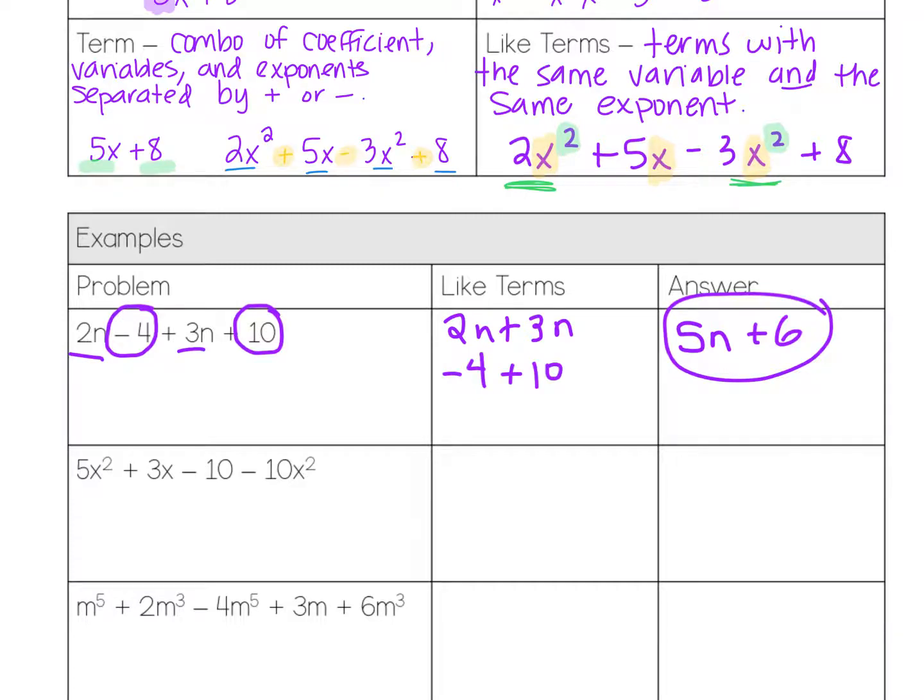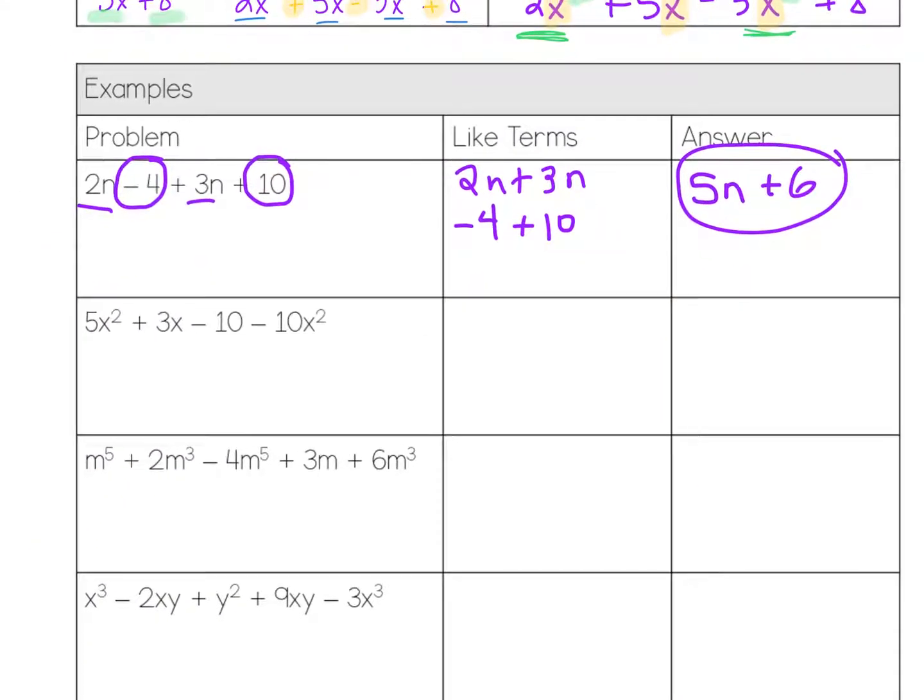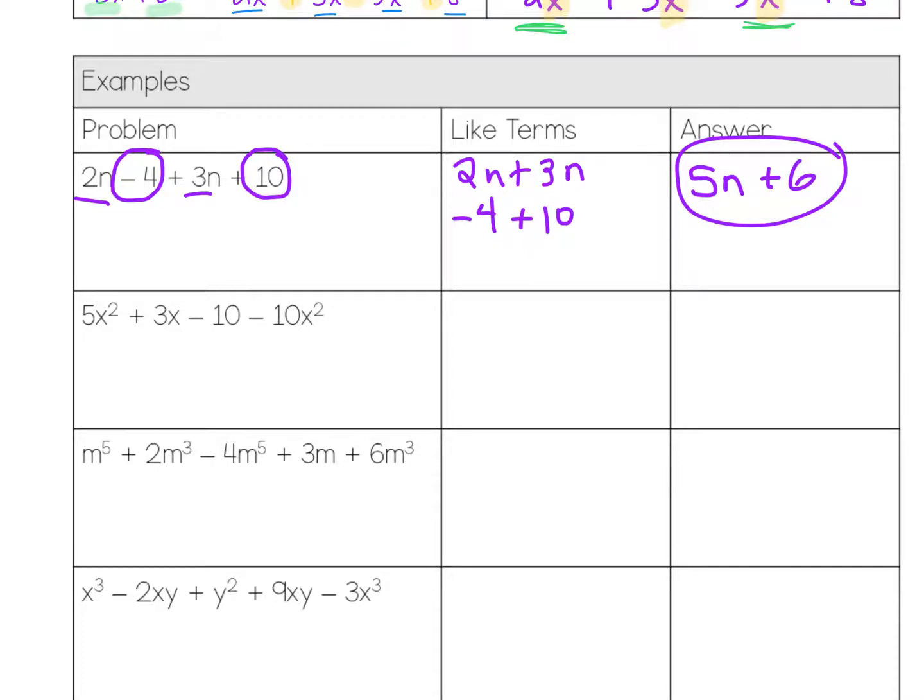We did start with a simple one. Let's go a little bit harder. So let's look for some that have exponents now. Always start with the biggest exponent first.